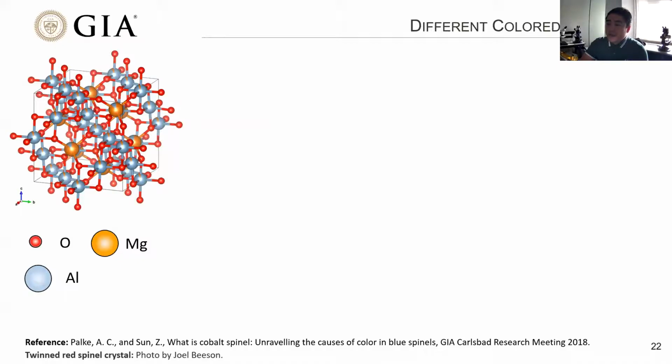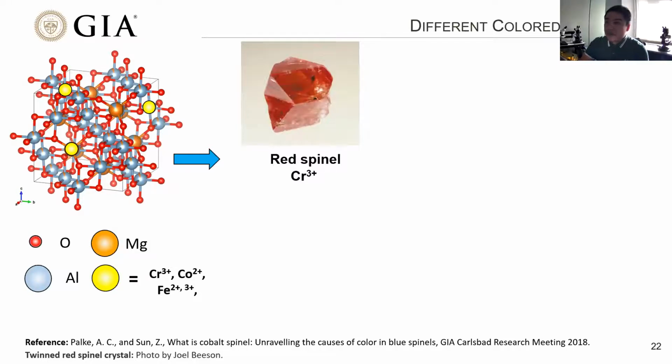Spinel shows different colors when other trace impurity elements, such as chromium, iron, and cobalt, replace magnesium or aluminum ions in the crystal lattice. Chromium 3+ produces red color in spinel. Cobalt 2+ produces a bright saturated blue color in spinel.